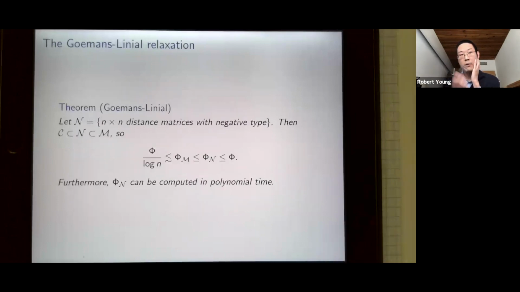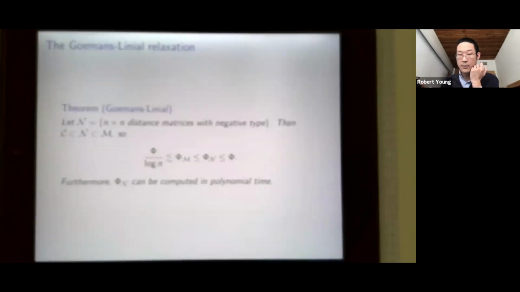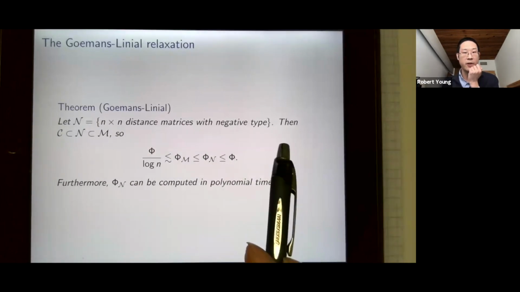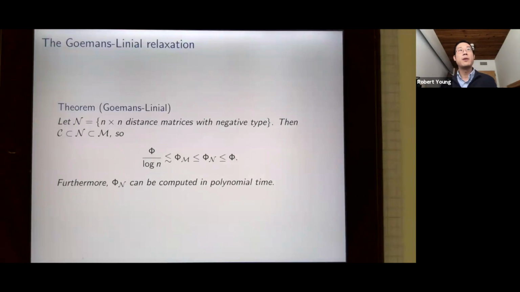One way of doing this is what's called the Goemans-Williamson linear relaxation. This is based on taking a minimum over not all the distance matrices, but all the distance matrices with negative type. The definition of negative type is not really crucial here. What it means is that the n by n distance matrix is negative definite on the orthogonal complement of the all ones vector, but we're really not going to use that definition.